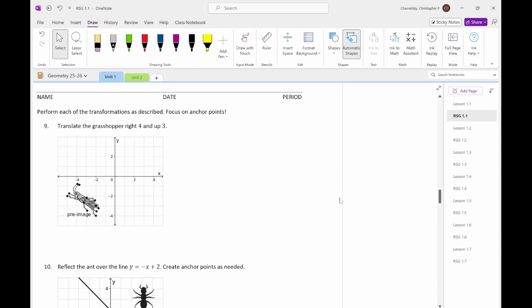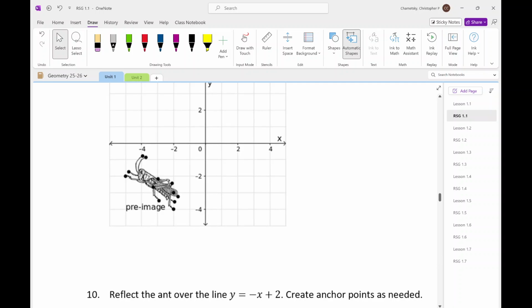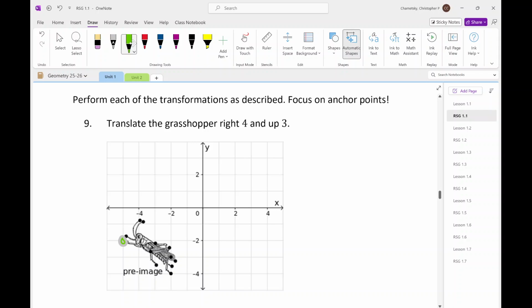Form the transformations as described. Focus on the anchor points. Which is exactly what I'm going to do. I'm not going to bother trying to be super accurate with my sketches here. So on this grasshopper, let's focus first on this point right here, and then draw the rest. So this one is going right 4: 1, 2, 3, 4, and up 3: 1, 2, 3.